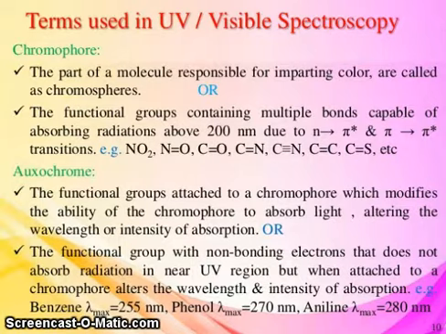Auxochrome: the functional group attached to a chromophore which modifies the ability of the chromophore to absorb light, altering the wavelength or intensity of absorption. It is a functional group with non-bonding electrons that does not absorb radiation in the near UV region, but when attached to a chromophore alters the wavelength and intensity of the absorption. Example: benzene 225 nanometer, phenol 270 nanometer, and aniline 280 nanometer.